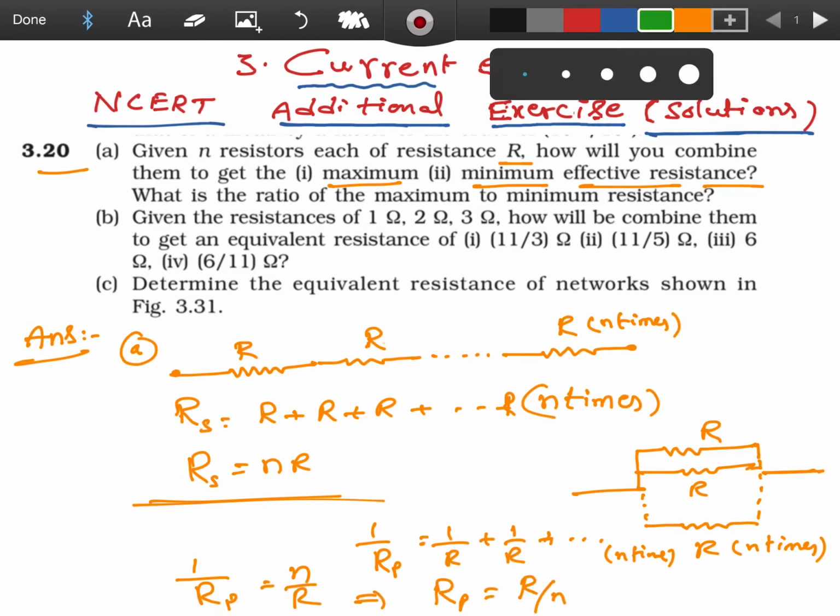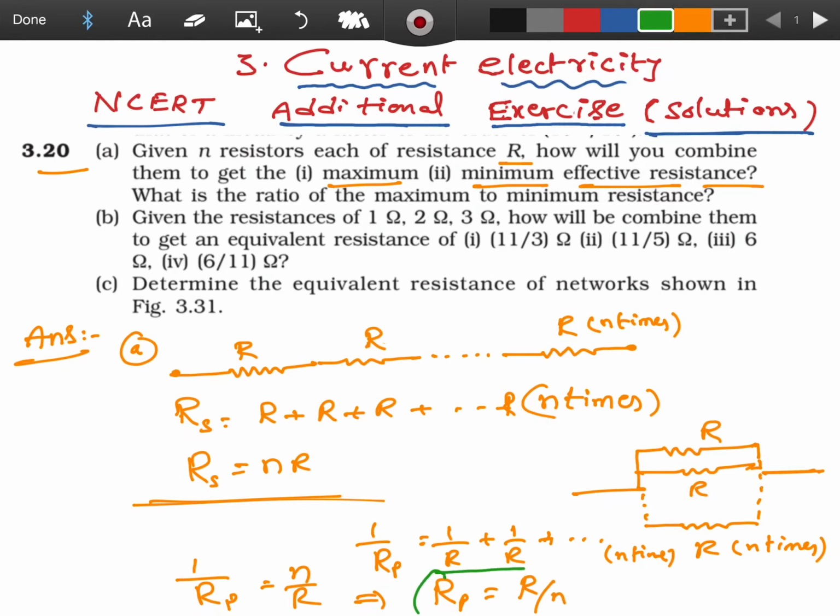This is the combination. Resistance in parallel, effective will be R by n. This is the minimum possibility. This is the maximum possibility. This is minimum possibility.